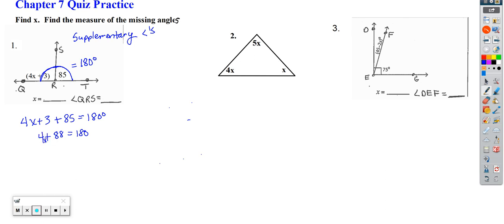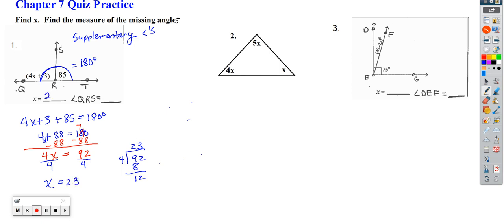All right. I can undo that addition term with subtraction. I'm going to subtract 88 on both sides. That leaves me with 4 times x is equal to 92. 17 minus 8 is 9. Okay, divide both sides by 4. That tells me that x is 23.